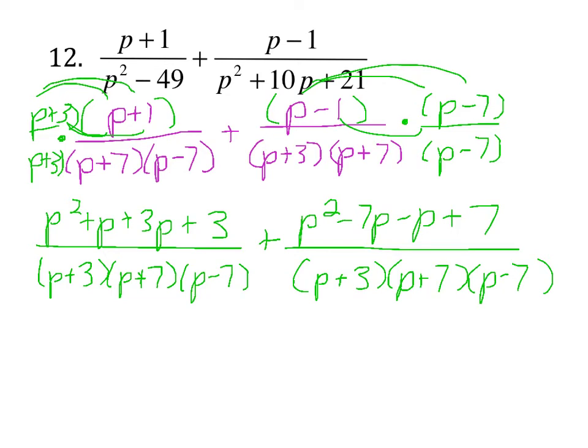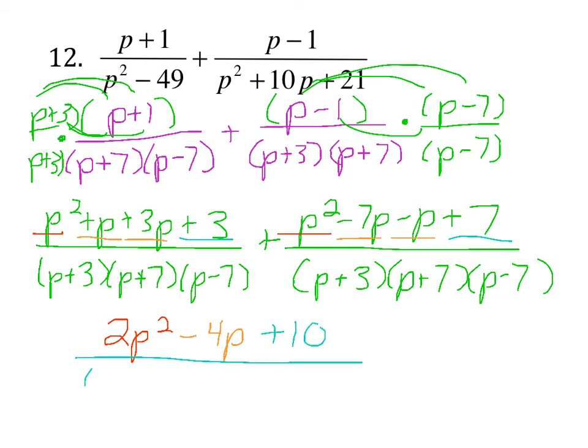So I have a p squared and a p squared, so that will become 2p squared. I have a p plus 3p, which is 4p. 4p minus 7p is negative 3p, minus another p is negative 4p. And then I have a 3 plus 7, which will become 10. And that is all over p plus 3, p plus 7, p minus 7.